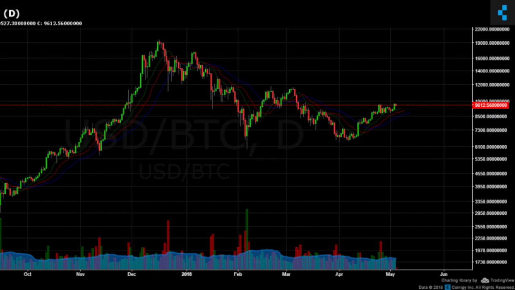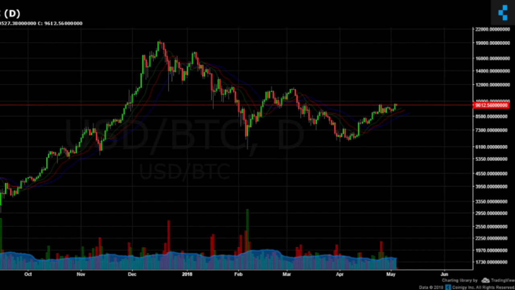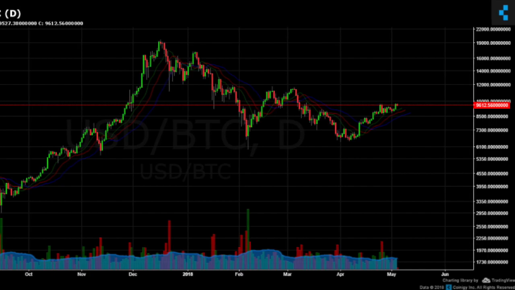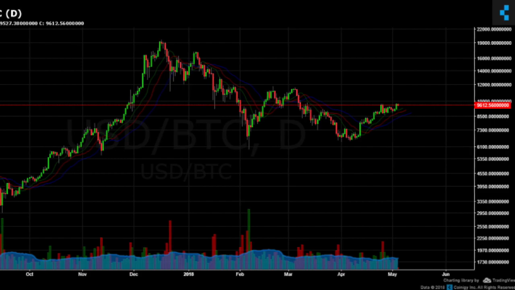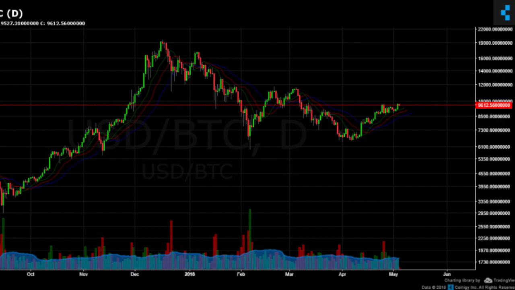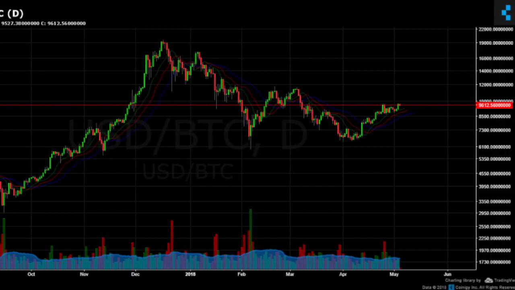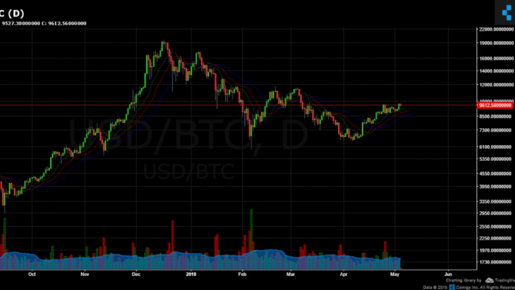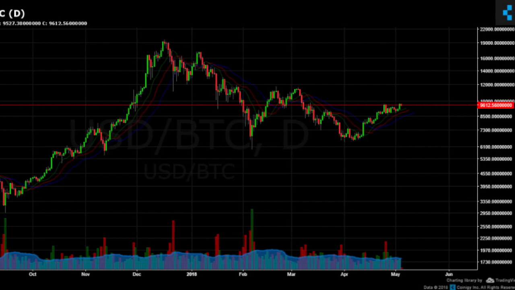So here's a trend following indicator. I like to use it on the 3-day and the 1-day, but it's really, really simple to use, and it's just 3 SMAs, simple moving averages. And you can see on that chart that I posted, early October would have been your first entry signal.